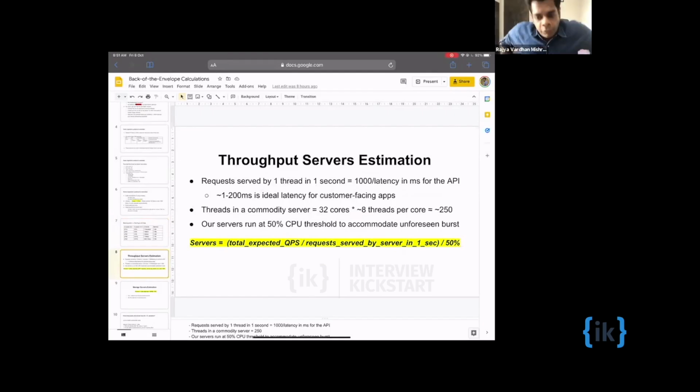Okay. So we come to the part of how we calculate how many servers are required for a throughput. We can say that we consider the requests served by one thread in 1 second. So let's understand it more.